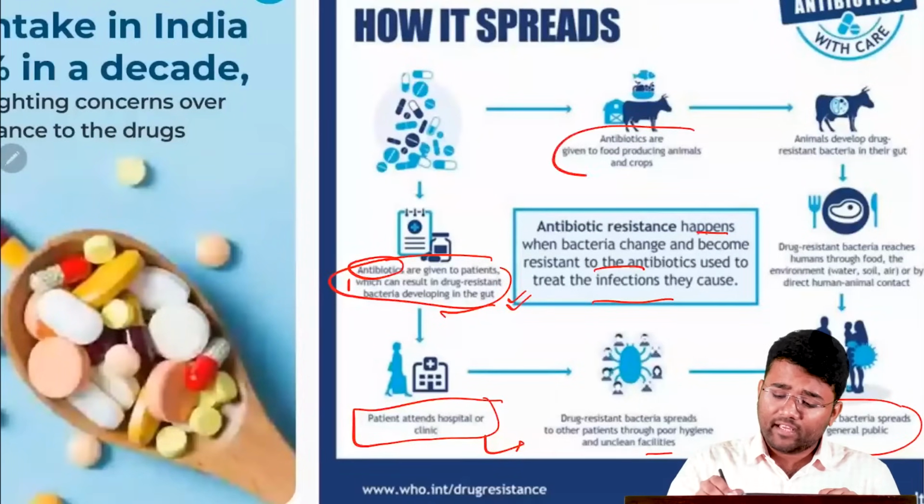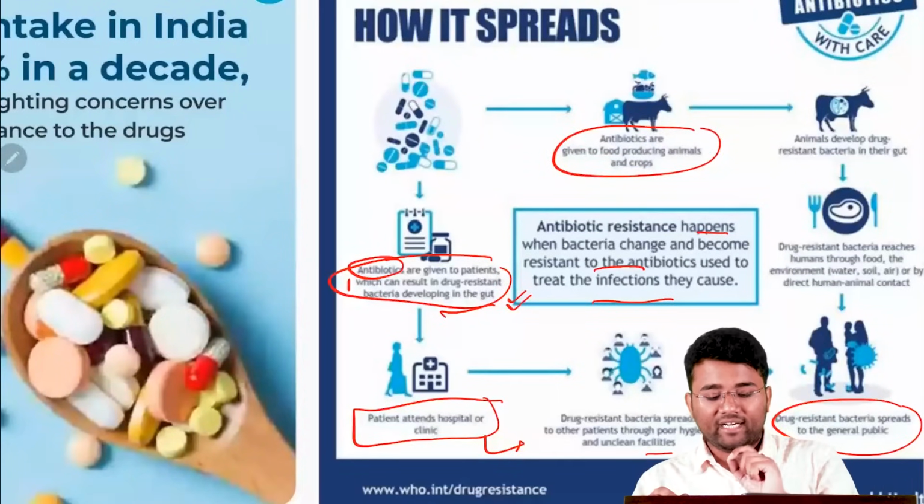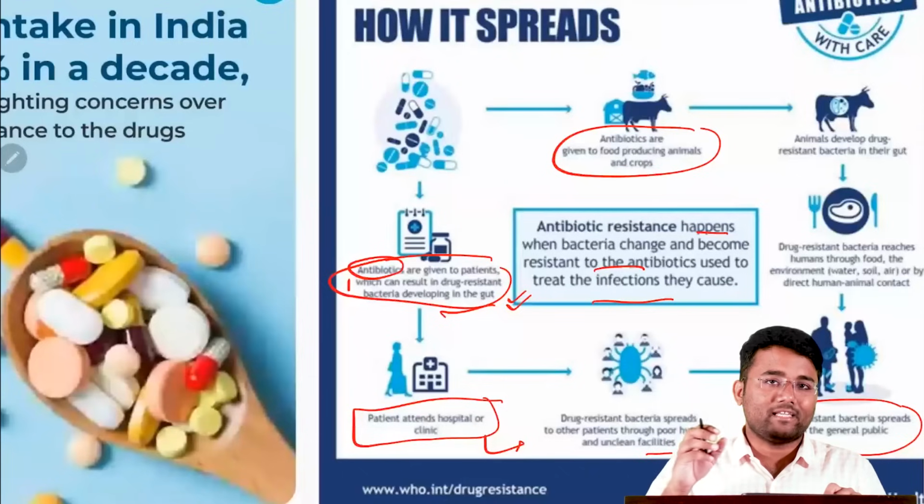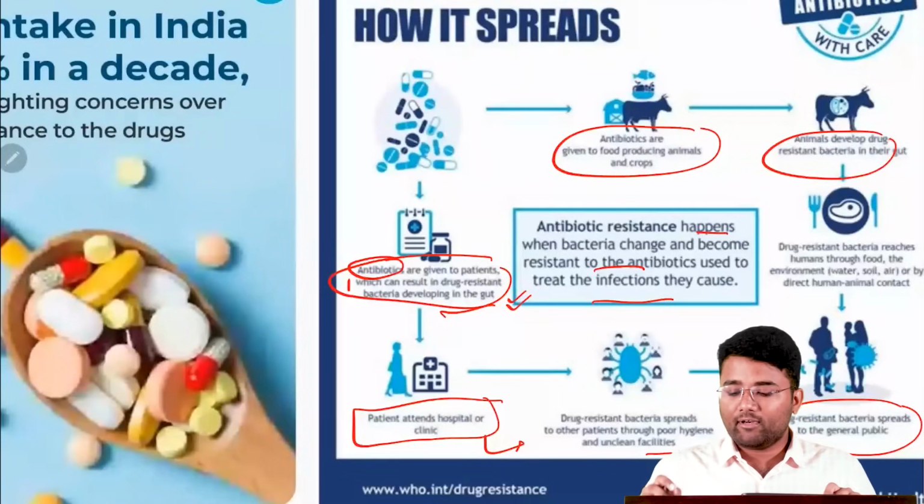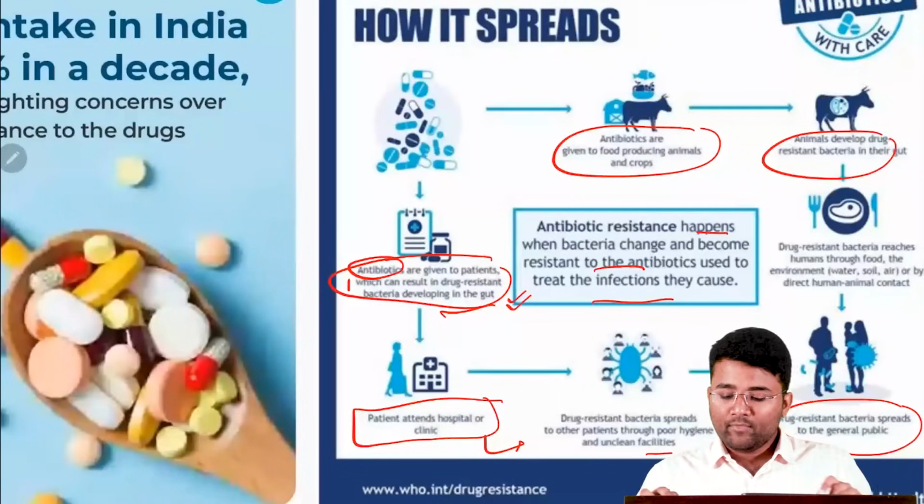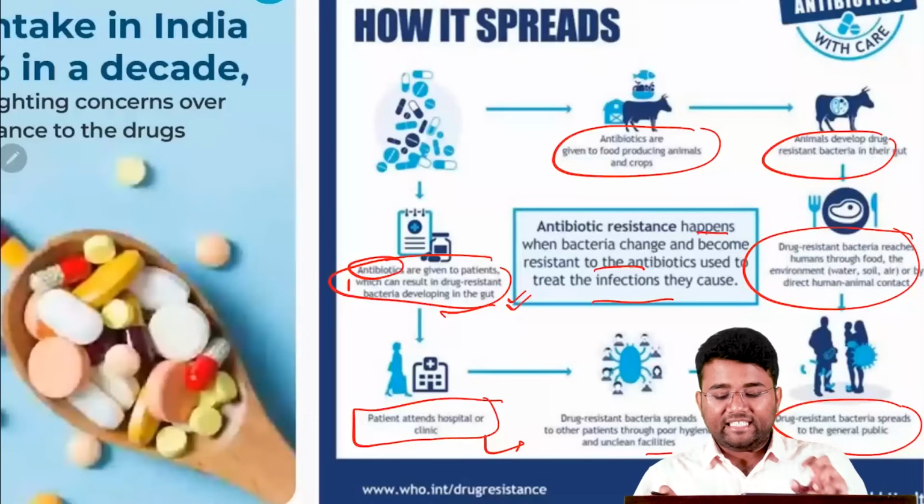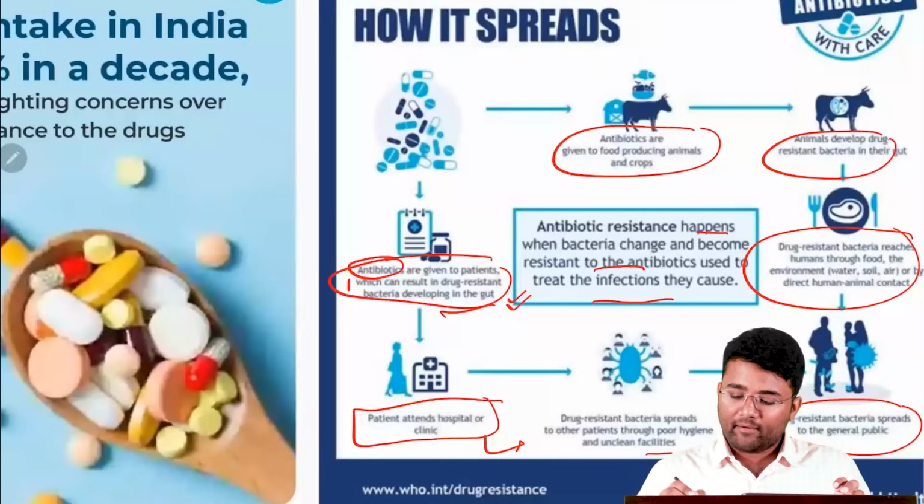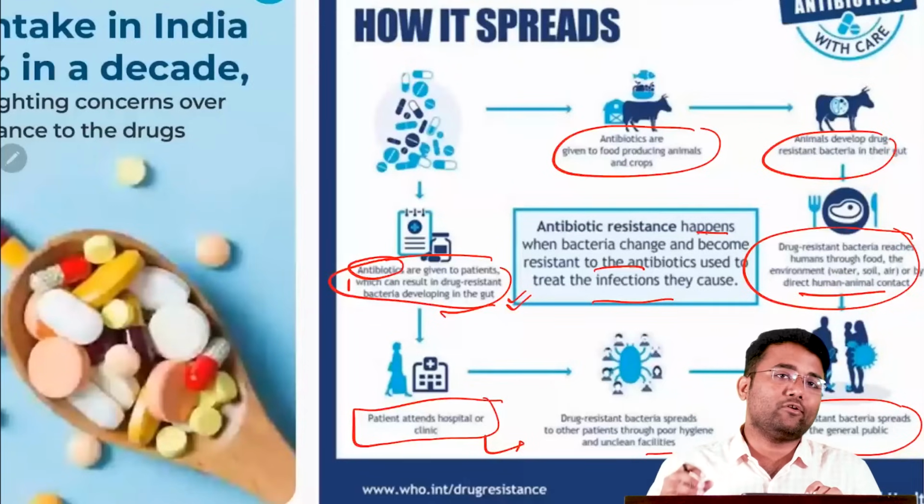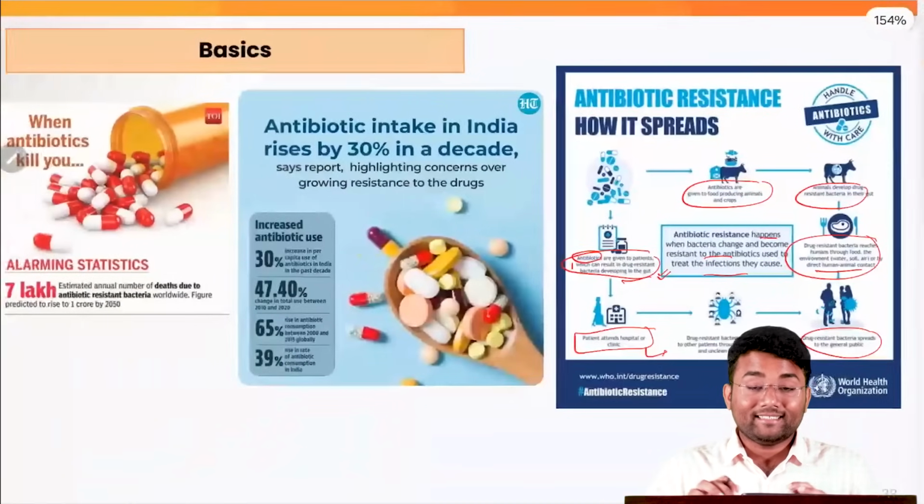There is another way it can spread. For example, antibiotics are given to food producing animals and crops. Then these animals develop drug resistant bacteria in their gut. And when this drug resistant bacteria reaches humans through food, the environment, water, soil, air, or by direct human-animal contact, that can also lead to further spread to the general public.